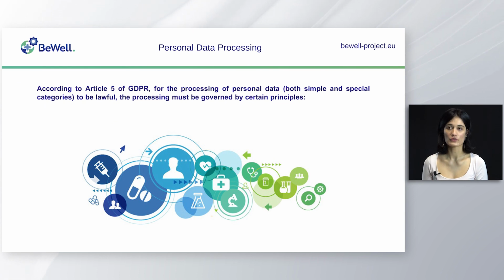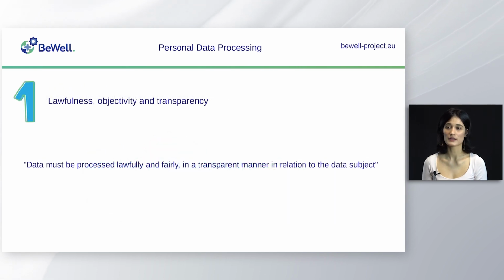According to Article 5 of GDPR, for the processing of personal data, both simple and special categories, to be lawful, the processing must be governed by certain principles. Principle 1. The principle of lawfulness, fairness, and transparency, according to which data must be processed lawfully and fairly in a transparent manner concerning the data subject. Transparency requires that the information provided to the data subject be concise, easily accessible, comprehensive, and clearly and simply worded.